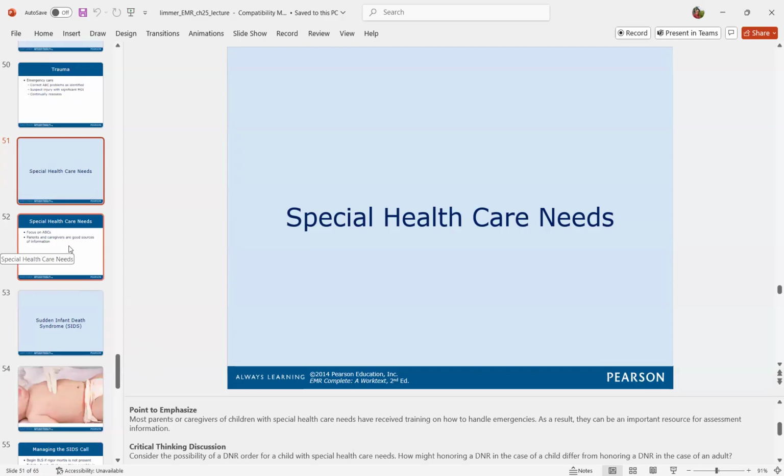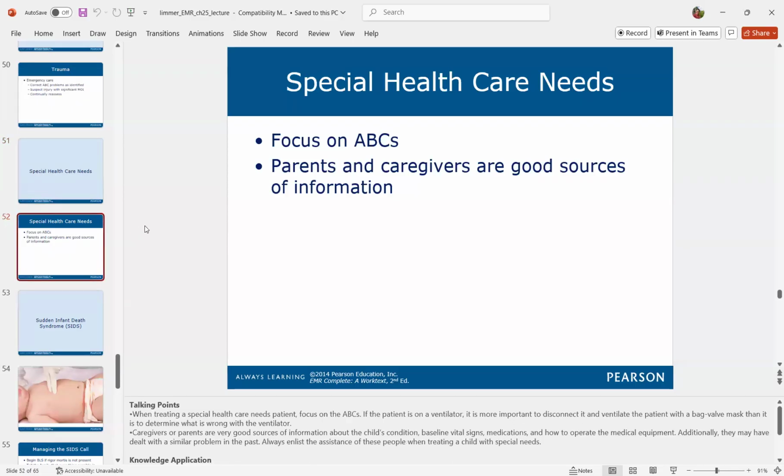So don't just dismiss parents in this situation. When treating special healthcare patients, focus on the ABCs. If the patient is on a ventilator, it is more important to disconnect it and ventilate the patient with a bag valve mask and determine what's wrong with the ventilator. If the ventilator is not working, we can detach it. We know how to use the bag valve mask and breathe for that patient. Hook it up to oxygen.